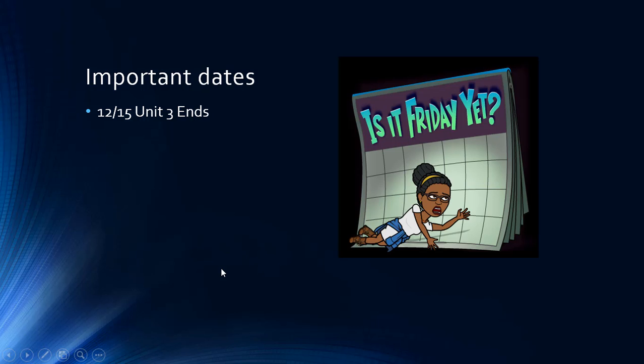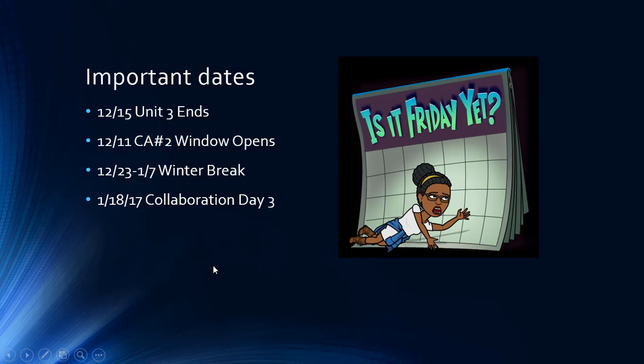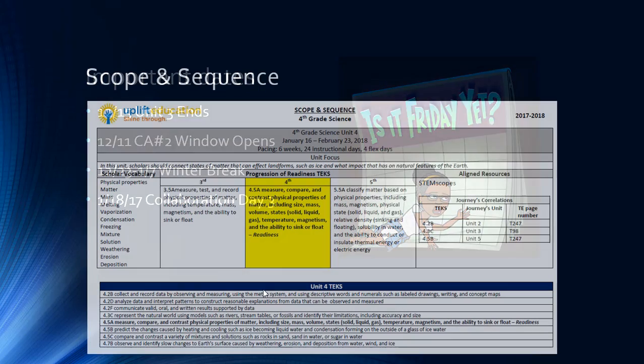So on some important dates, Unit 3 ended on December the 15th. You guys should be all complete with CA windows, with CA testing. Winter break is from the 23rd to the 17th. Enjoy it. And I will see you guys on January the 18th at Collaboration Day 3. It's going to be great.